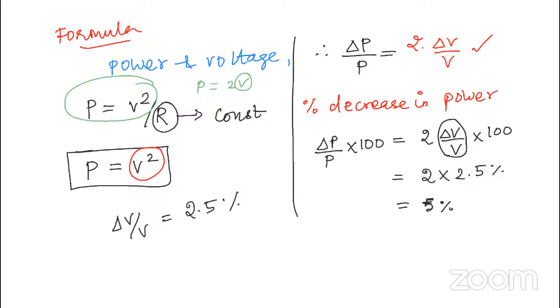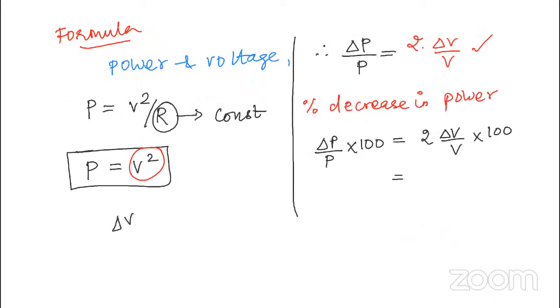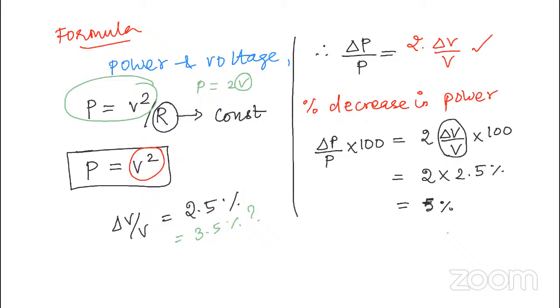Okay, if they had given 3.5%, what answer would come? Tell me, let us try this one. In that problem, if the voltage drop is 3.5%, what is the decrease in power value? Work it out and tell me what you get. Yes, it is absolutely 7.